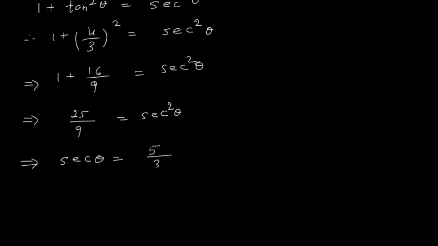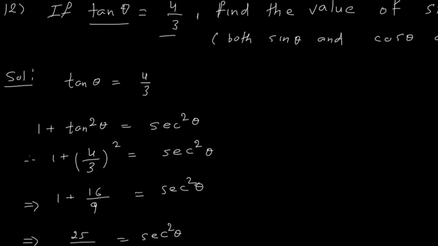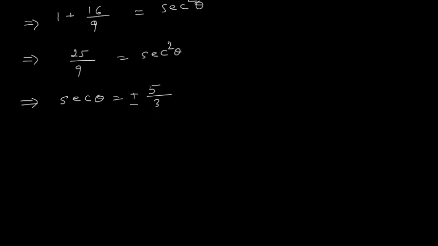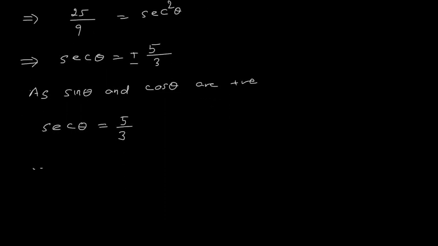We will take square root. Now we get either plus or minus, but here it is given that sin and cos are positive. That means all the trigonometric ratios are positive. So as sin theta and cos theta are positive, we get value of sec theta, which is reciprocal of cos theta. This will also be positive. So sec theta is 5 upon 3. Therefore cos theta is 1 upon sec theta. This gives me 3 upon 5.